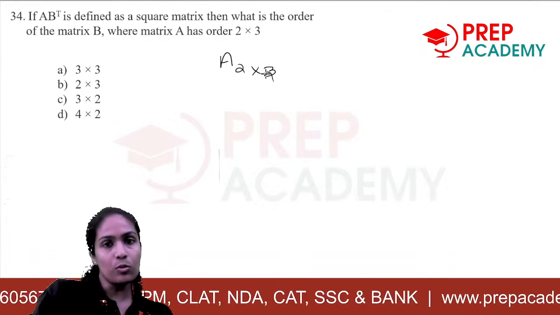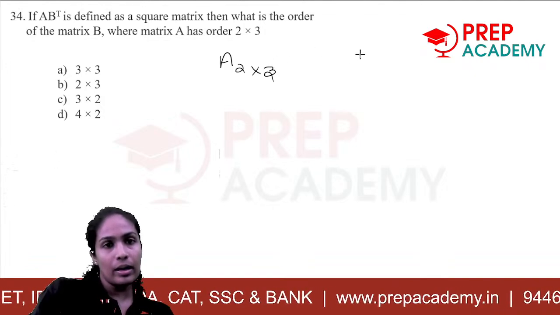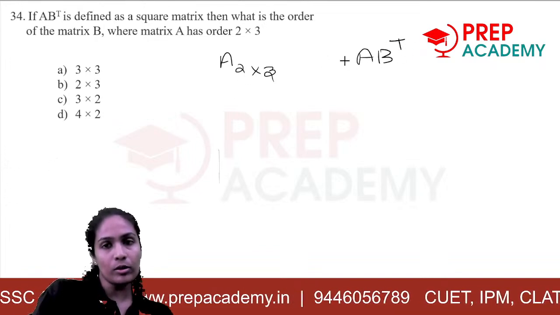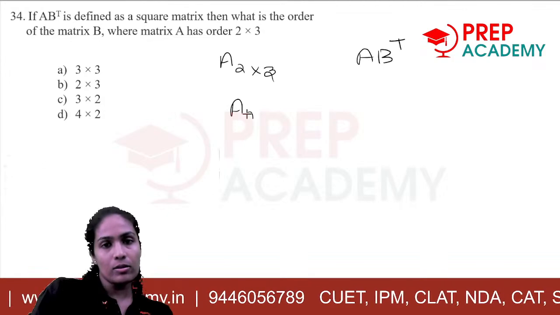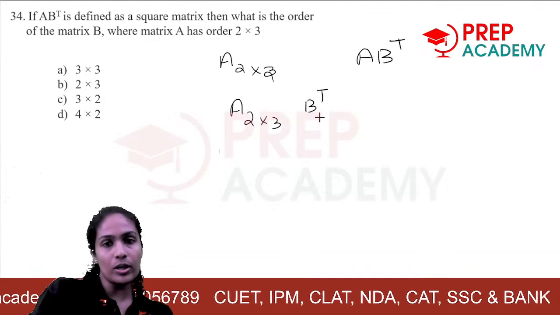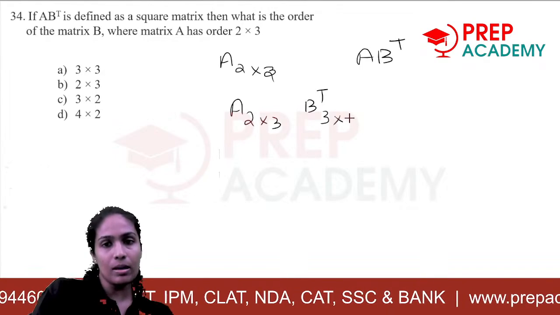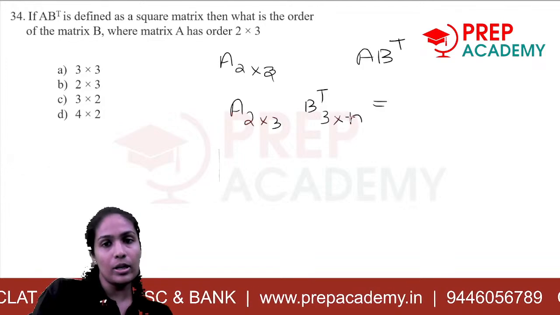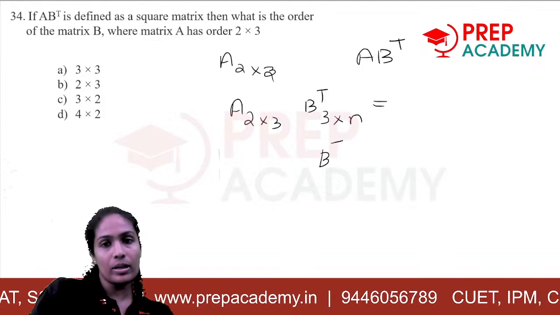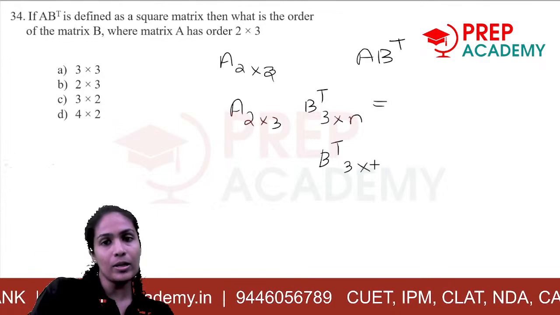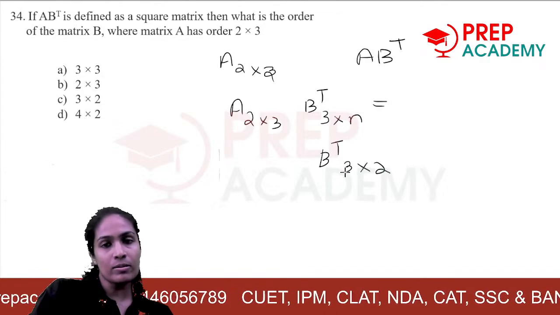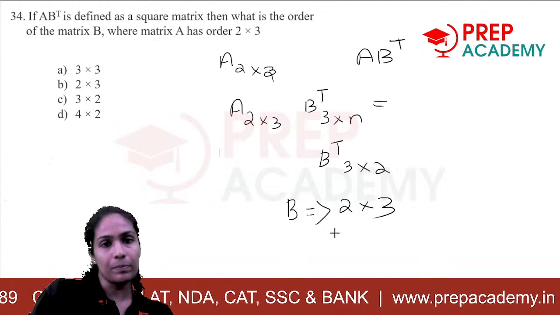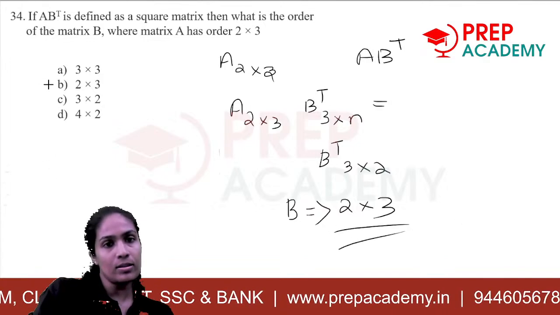Here A is of order 2 by 3 and A B transpose is a square matrix. You know that the product of two matrices is only possible if, A being of order 2 by 3, B transpose is of order 3 by some n. But given that the result is a square matrix, this n should be equal to 2. So the order of B transpose is 3 by 2, then the order of B is 2 by 3. Correct answer is option B.